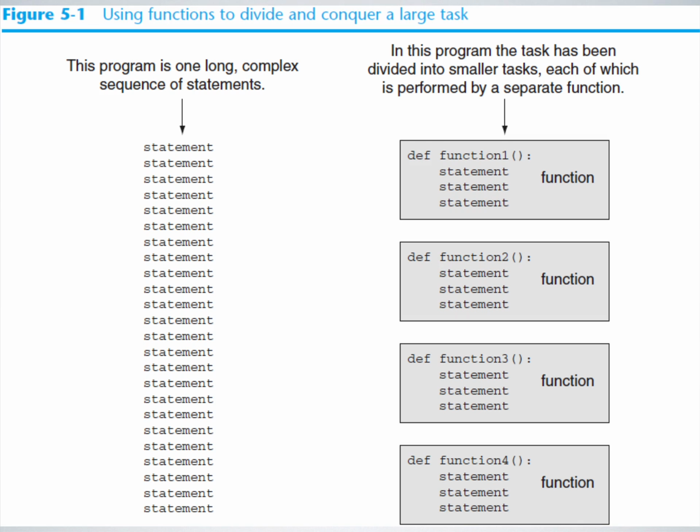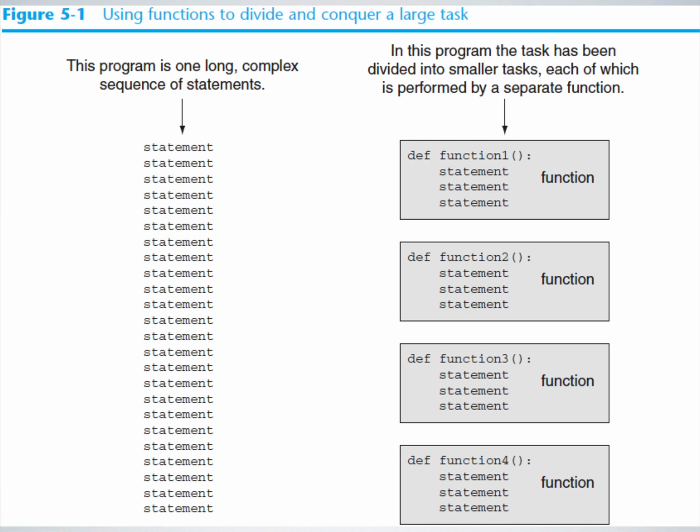On the left-hand side here, we have a long program with a bunch of statements over and over again. It's readable, but it's a little bit overwhelming to see all these statements one after another. Versus on the right-hand side, we have everything grouped into different categories. Here we have 4 functions instead, and these are all the same statements as on the left-hand side. It's just much easier to read on the right-hand side.